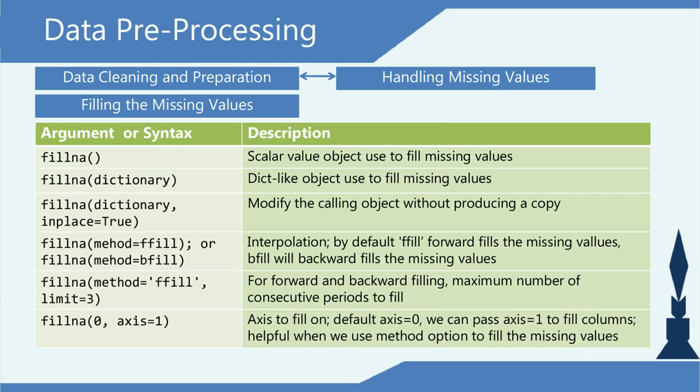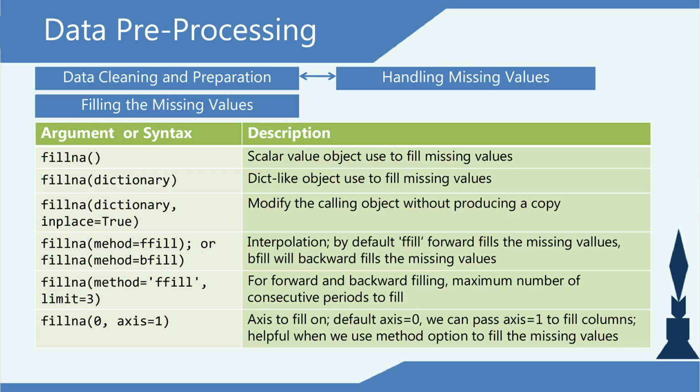Rather than filtering out the missing data, we can fill in the holes in a number of ways. Pandas provides a fillna method. Calling the fillna method with a scalar value will replace the missing values with that scalar value. Calling fillna with a dictionary, we can use a different fill value for each column. fillna returns a new object, but we can modify the existing object in place using the inplace equal to True parameter.